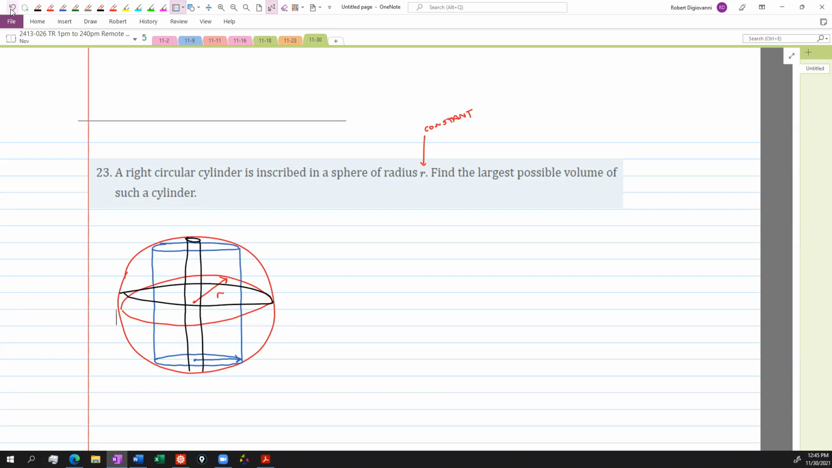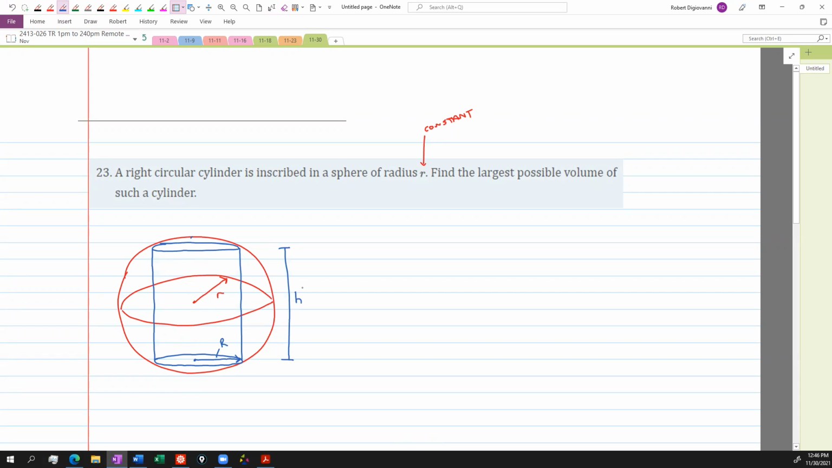So it's definitely fluctuating, that radius on the blue. So I'm going to call that capital R to distinguish it from little r. Call this capital R. And then this cylinder also has some height that I don't really know right now. I'll just call it H.